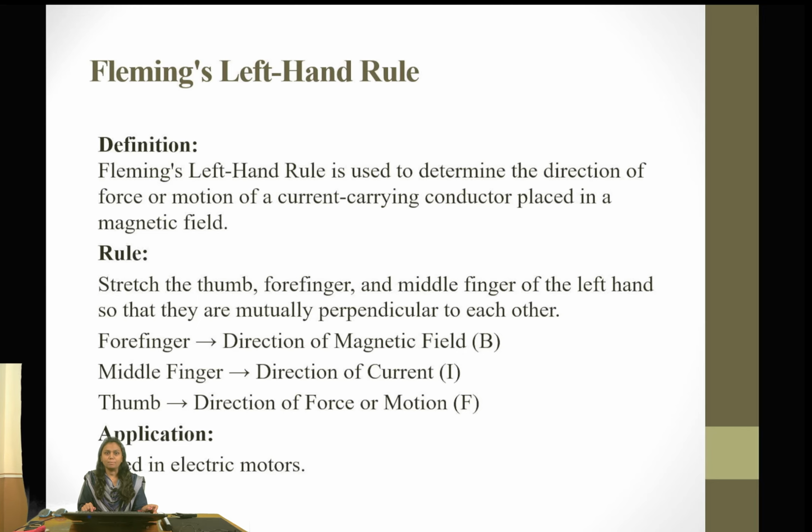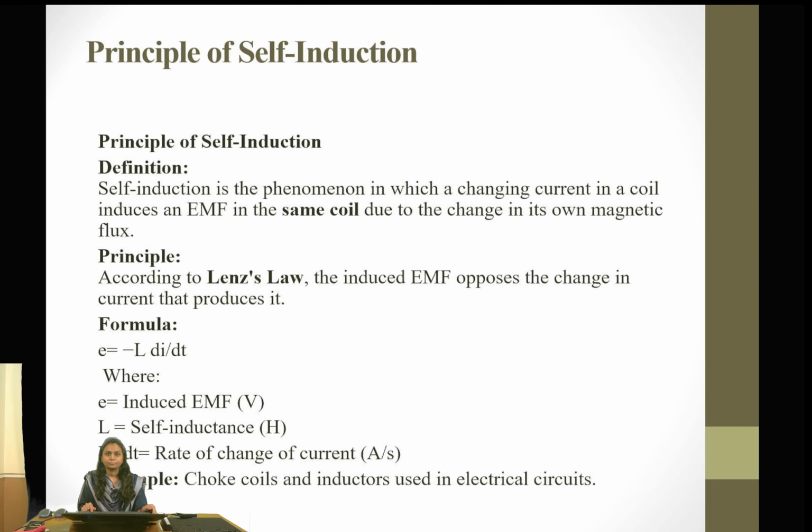Then we will see Fleming's left hand rule. Fleming's left hand rule is used to determine the direction of force or motion of a current carrying conductor placed in a magnetic field. For this, stretch the thumb, forefinger and middle finger of your left hand so that they are mutually perpendicular to each other. Here the forefinger denotes direction of magnetic field, the middle finger denotes direction of current and the thumb denotes direction of force or motion, and its application is electric motors.